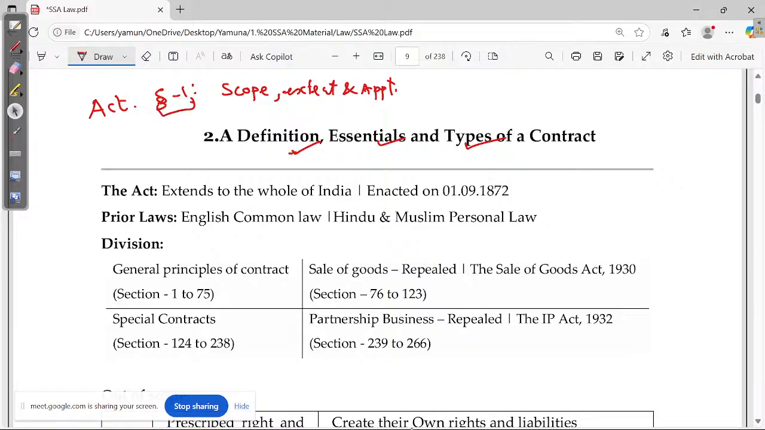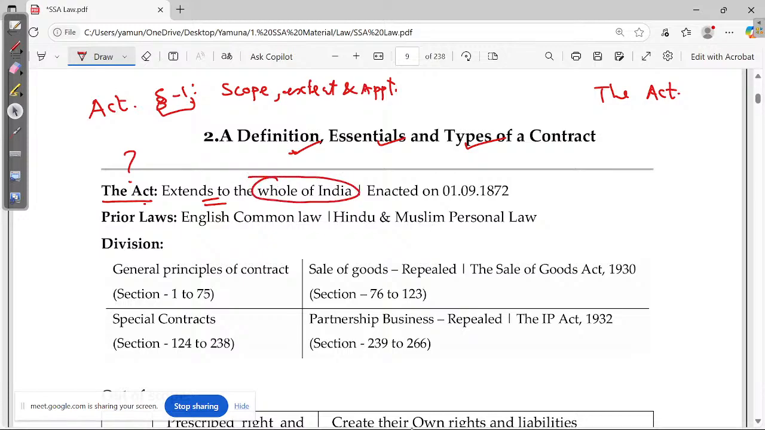Also, when an act comes in an official gazette notification, whenever we mention "the Act" in between any provisions, it means the act we are discussing here. Here we are discussing the Indian Contract Act, so the word "the Act" refers to the Indian Contract Act. If we are discussing the Companies Act 2013, then anywhere you find "the Act", we are talking about the Companies Act. So when we say the Act, which act are we referring to? The Indian Contract Act 1872. It extends to the whole of India.